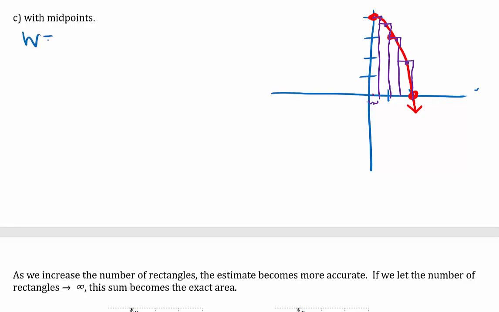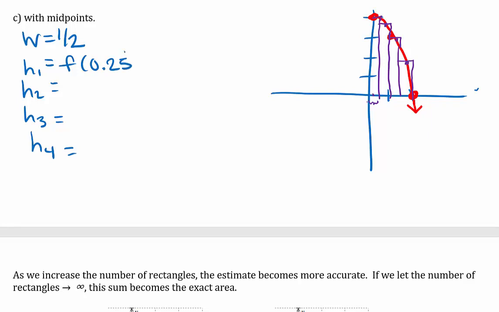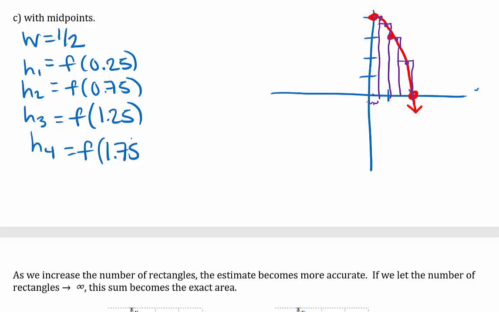Okay, the width of my rectangles hasn't changed. It's still a half. For my heights now, the first rectangle, halfway from 0 to a half is a fourth, or 0.25. The second rectangle goes from x equal half to x equal 1. Halfway through that is 3/4, or 0.75. From 1 to 1.5, 1 1/4 is the halfway. And from 1.5 to 2, 1 3/4 is the halfway.